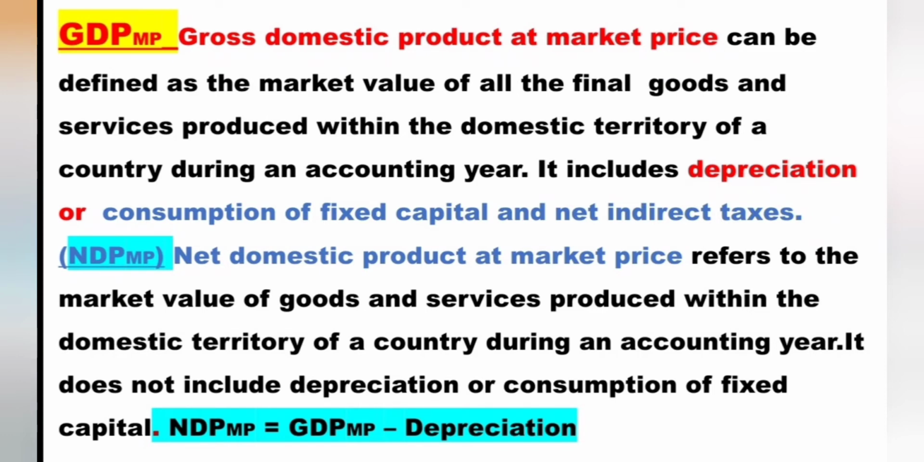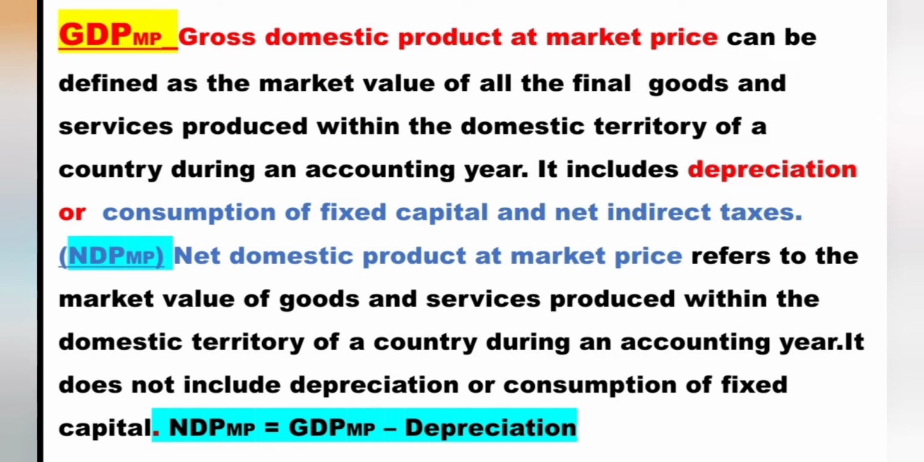So, GDP at market price is a domestic concept, it is a gross concept, and it is at market price. So, it is the market value or money value of all the final goods and services produced within the domestic territory of a country during an accounting year. It includes depreciation or consumption of fixed capital and net indirect taxes.